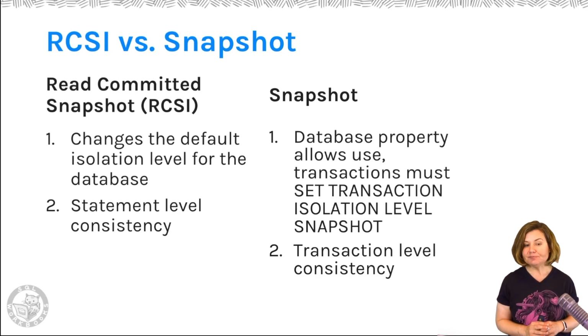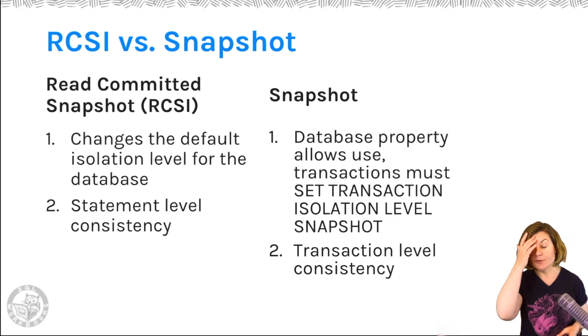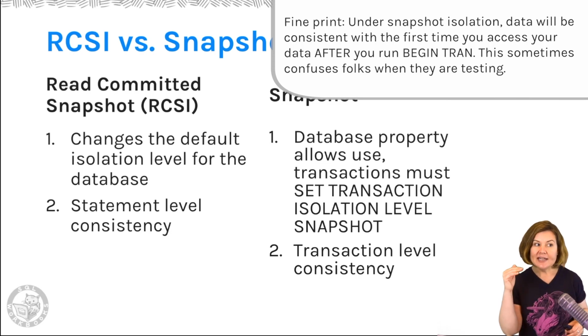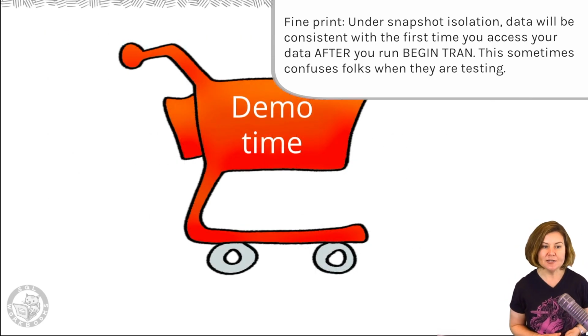Snapshot isolation, when you change the property, it allows people to use snapshot isolation. But to use it, they have to say set transaction isolation level snapshot. And then they can stop using it when they want to stop using it too. It provides data consistent with when you run begin tran in a transaction. So if we have those multi-statement reports and we want everything to add up to when we start querying the data, we can do that.